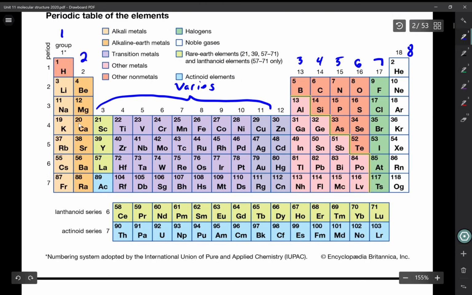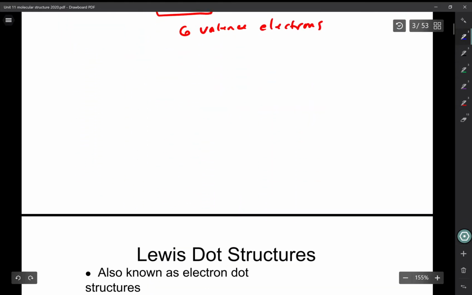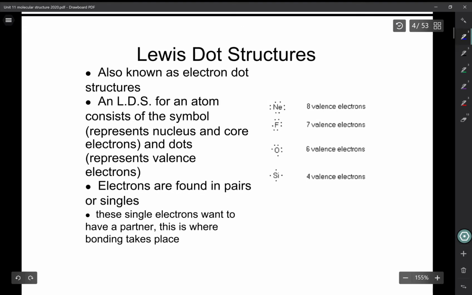So if we want to ask how many valence electrons are in aluminum? Right here in this group, it has 3. Iodine, all the way over here, has 7. Strontium has 2. Using that leads to our Lewis dot structures.